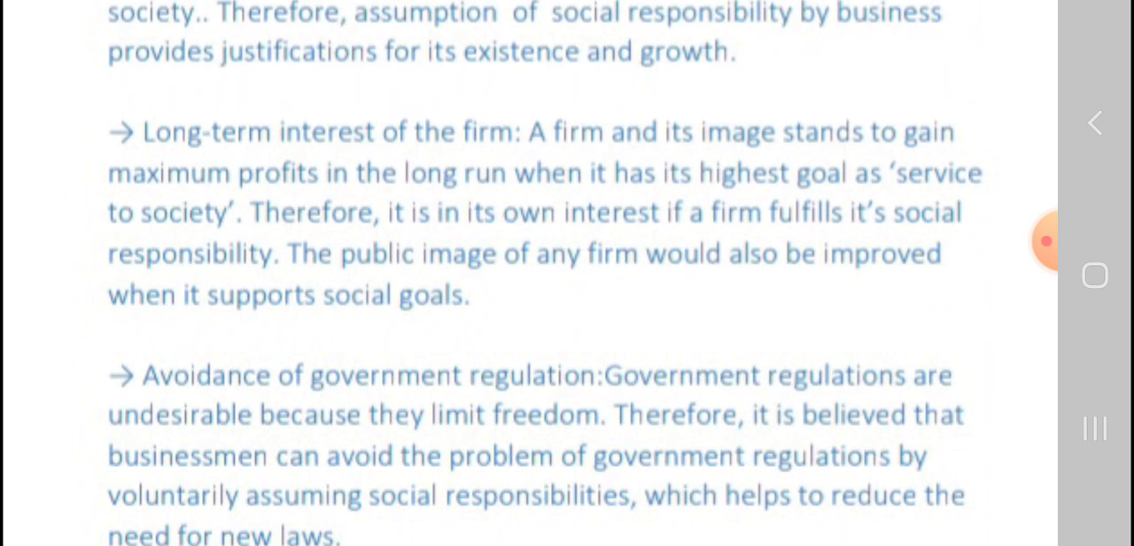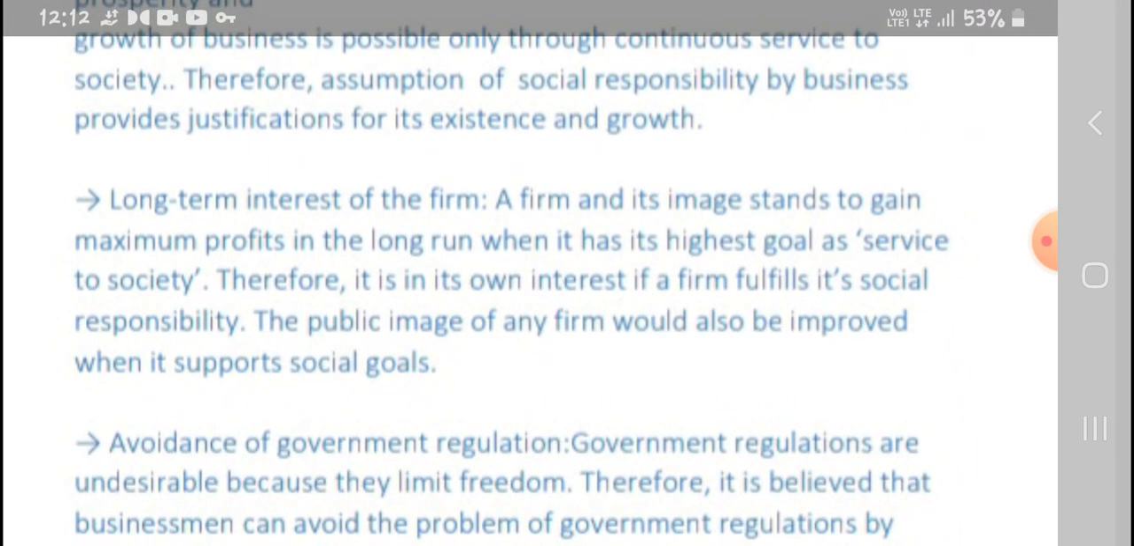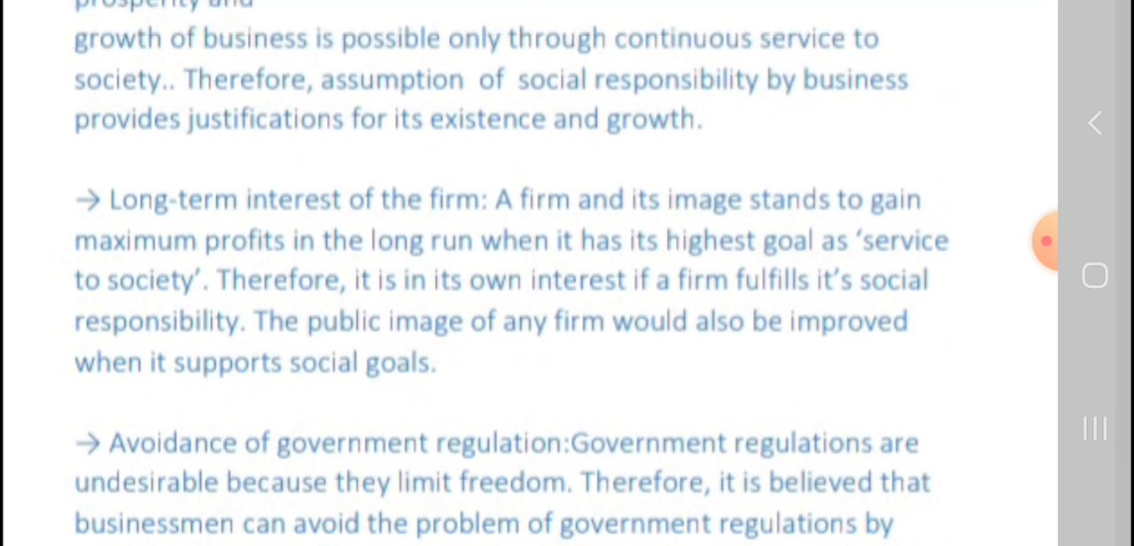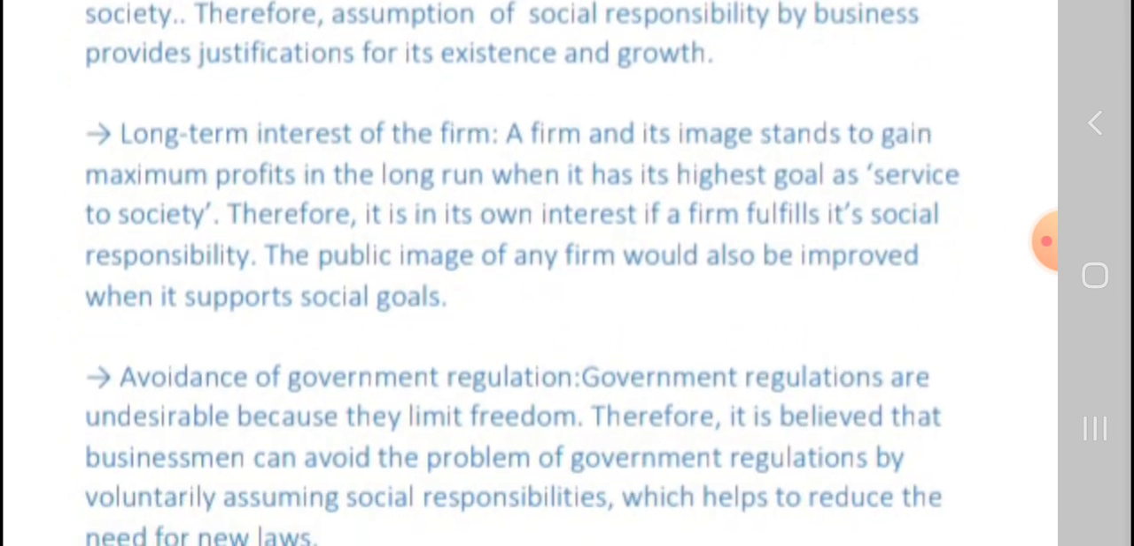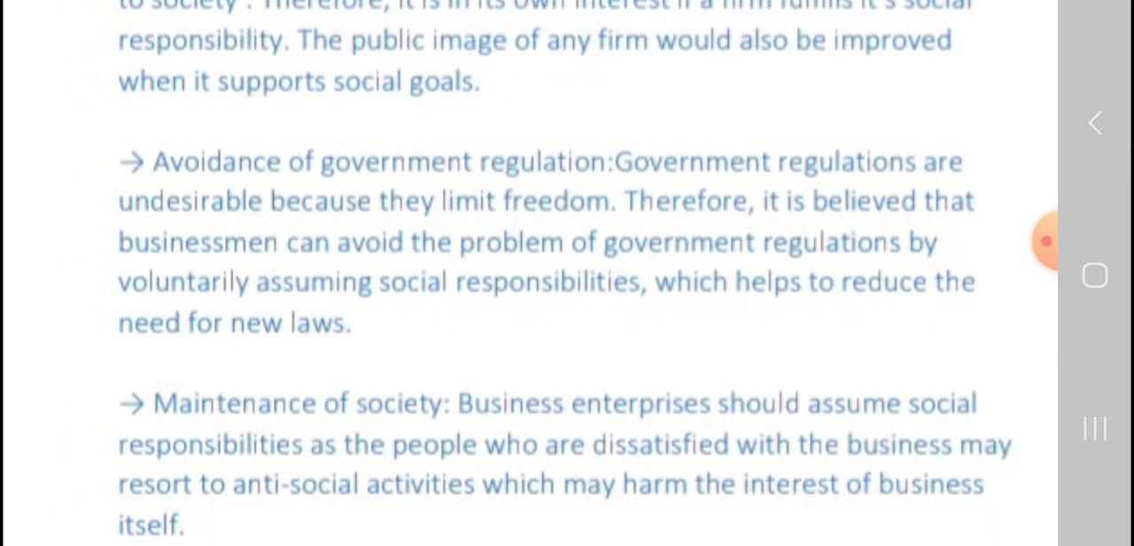Next, long-term interest of the firm. A firm and its image stand to gain maximum profit in the long run when it has as its highest goal service to society. Therefore, it is in its own interest if a firm fulfills its social responsibility.